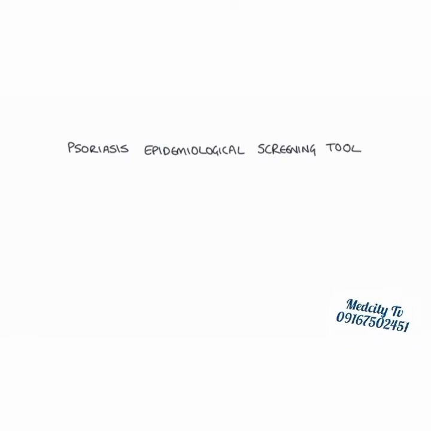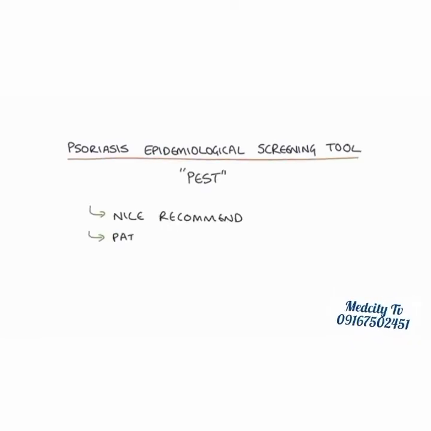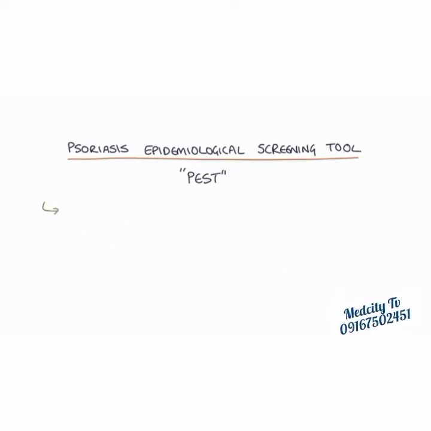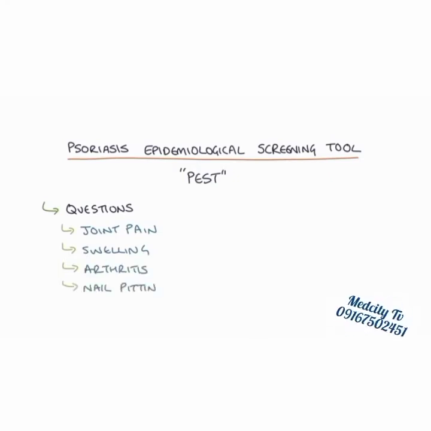And another association is amyloidosis, where you have amyloid deposits throughout the body. Something to remember for your exams is the Psoriasis Epidemiological Screening Tool, or the PEST. So NICE recommend that patients with psoriasis complete the PEST tool to screen for psoriatic arthritis. And this involves asking a number of questions about joint pain, swelling, a history of arthritis, and looking for signs of nail pitting. A high score usually triggers a referral to a rheumatologist.